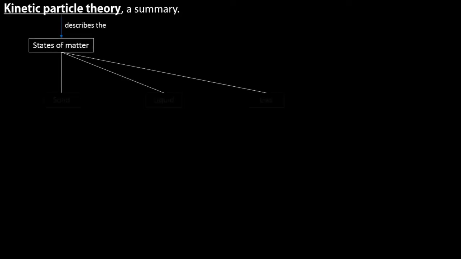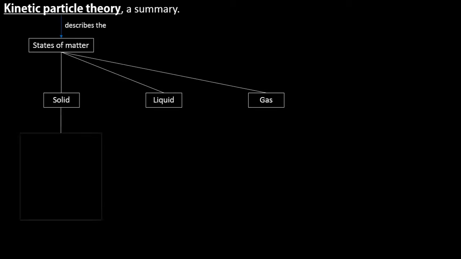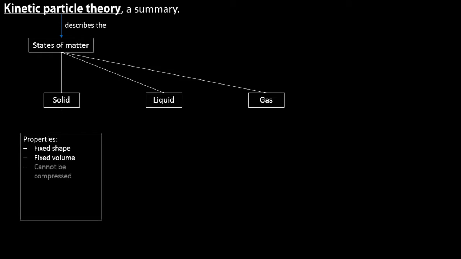Kinetic particle theory, a summary. Kinetic particle theory describes the states of matter, or solids, liquids, and gases. Solids have properties such as having a fixed shape, having a fixed volume, they cannot be compressed, and particles are closely packed and vibrate about fixed positions.